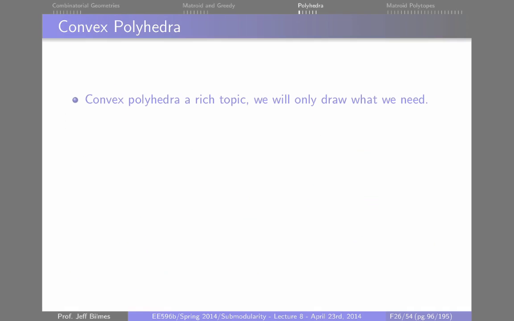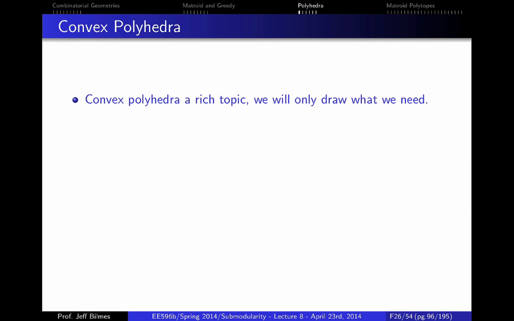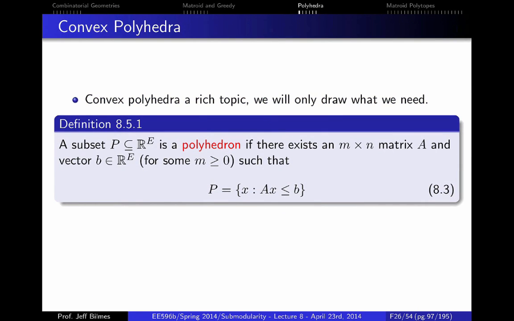Okay, so we're just going to very, very briefly talk a little bit about convex polyhedra. And I'm going to assume that most people know this stuff. I mean, we're not going to prove any of the deep theorems that are there. But first of all, we would want to make a couple of definitions.